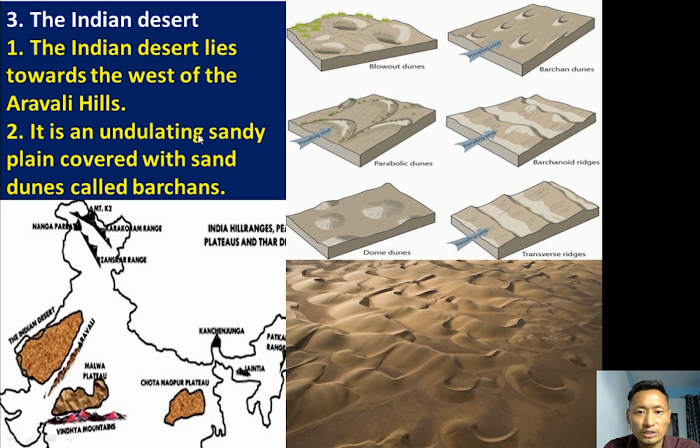It is an undulating sandy plain covered with sand dunes. These are of different types, such as blowout dunes, Barchan dunes, parabolic dunes, Barchanoid ridges, dome dunes, and transverse dunes. The Indian desert is covered mostly with Barchan type sand dunes.